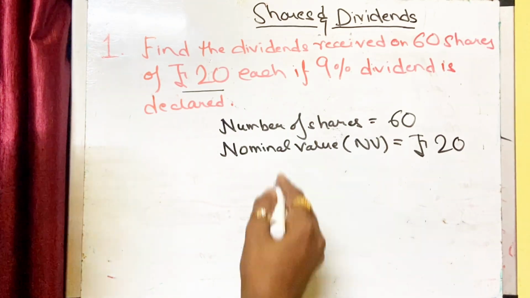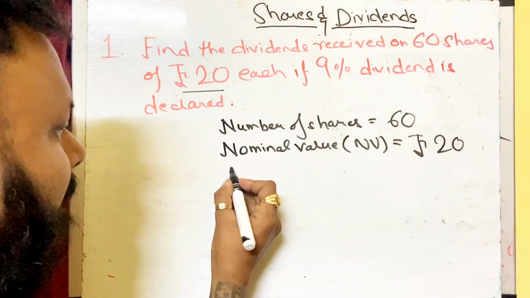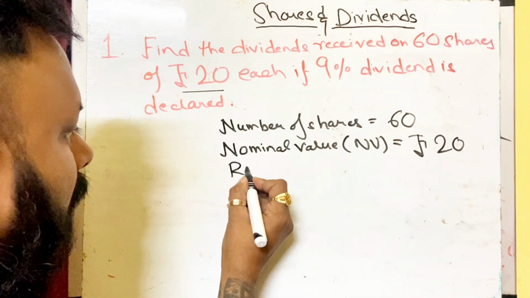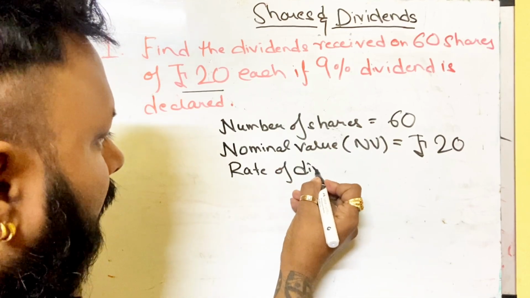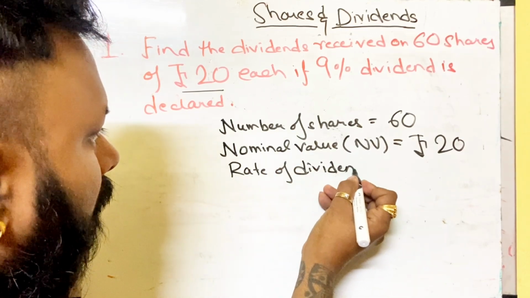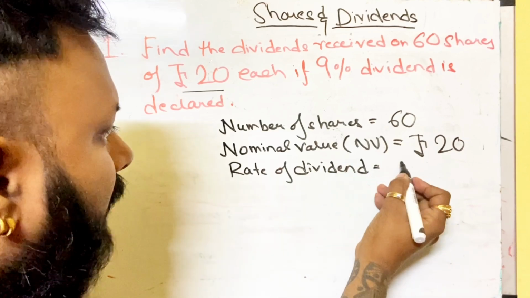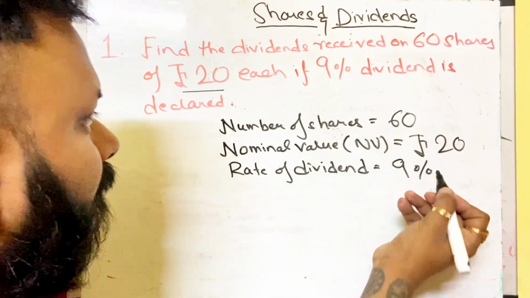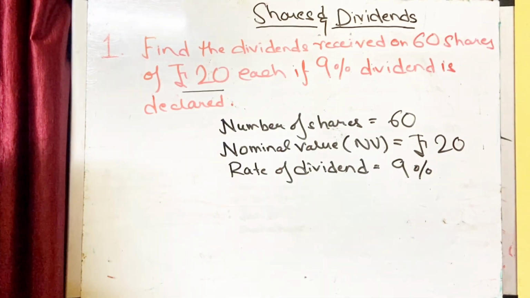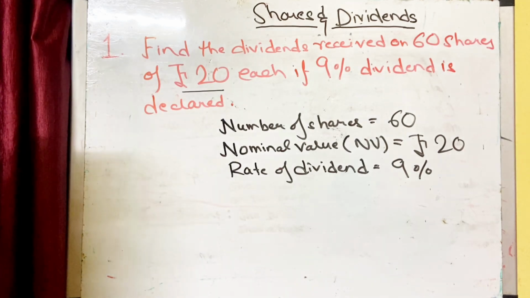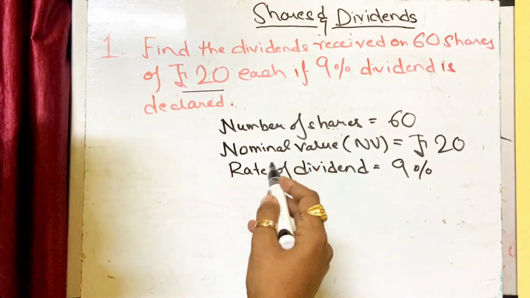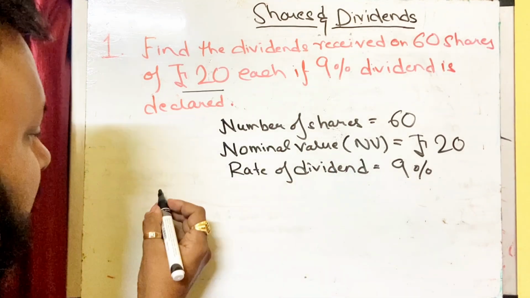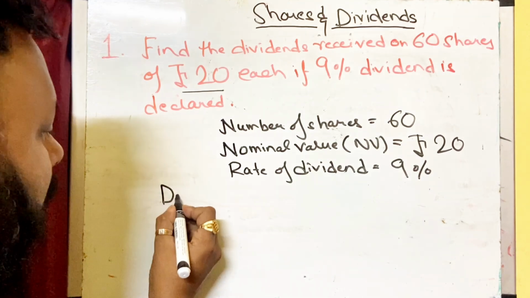Fine. And what is the rate of dividend? Rate of dividend is equal to 9%. Fine. So in the previous video I have explained about all the formulas that are required. So to find the dividend we need this formula.